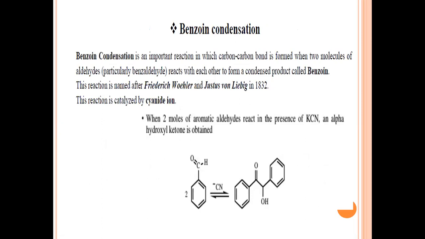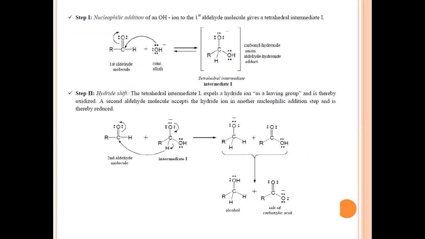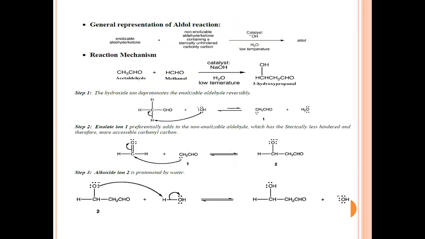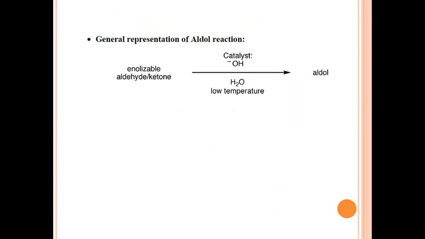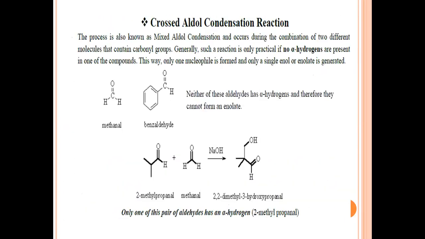So this is all about what we have discussed today. First we discussed aldol condensation, which requires the presence of alpha hydrogen atom, followed by cross aldol condensation, in which one compound contains alpha hydrogen atom and the other has absence of alpha hydrogen atom. Both of them mix together and undergo aldol condensation. This type of condensation is crossed aldol condensation.